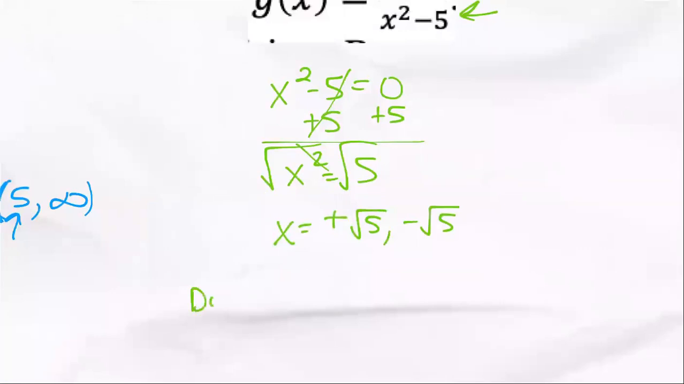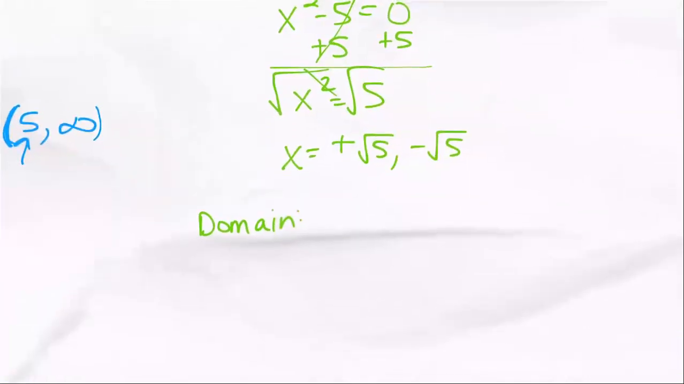All right, so if I'm writing the domain for this, I know I'm starting at negative infinity, and I go all the way until I hit my first number I can't have. Looking at positive root 5 and negative root 5, I'm going to hit the negative version first, coming from negative infinity. Union, again, it's parentheses because it is not included.